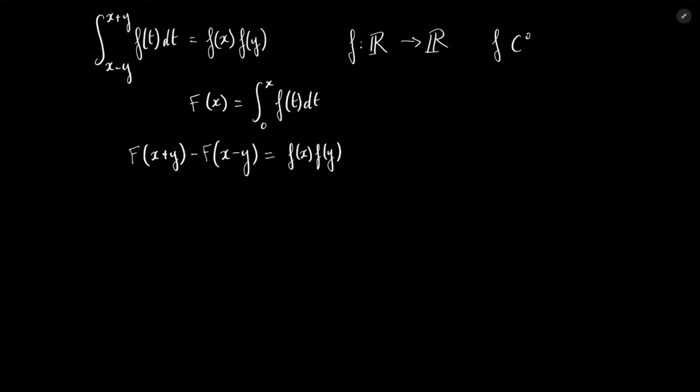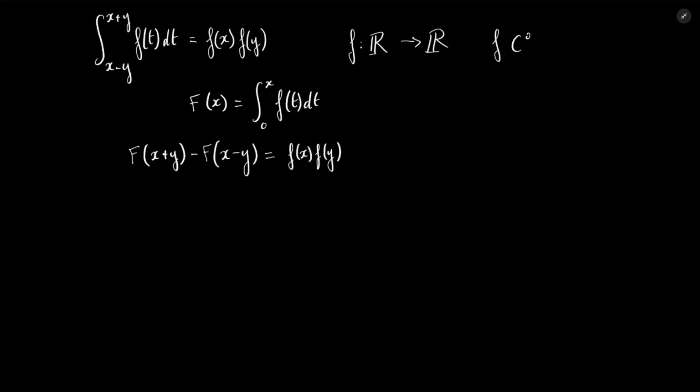One first thing that we can notice is that the function f equals 0 verifies this equation. If you have f equals 0, you have this that is equal to 0, this that is equal to 0, and the integral from x minus y to x plus y of 0 dt is also equal to 0. So the function f equals 0 totally satisfies this equation.